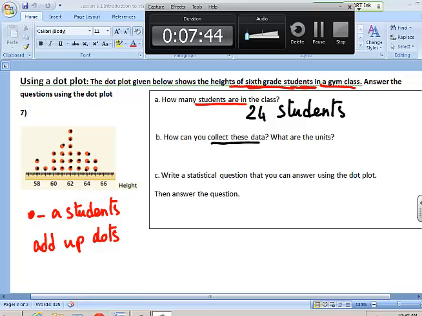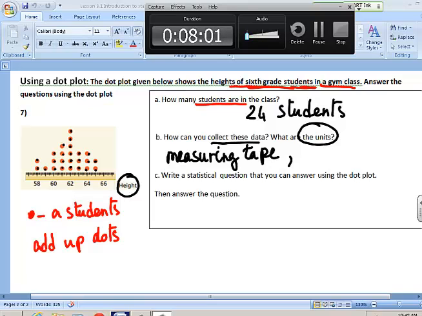Alright, how can you collect these data? What do you do in order to measure the height of someone? Well, there are different things that you can use. You can say a measuring tape, you can say a ruler, so different answers there. Now this is very important. What are the units? That means how did you measure the height? In what unit? Is it inches, centimeters, feet, meters? This is where it becomes very critical.